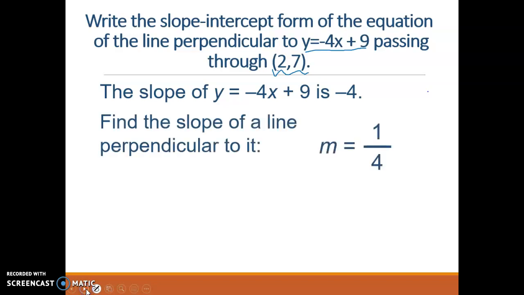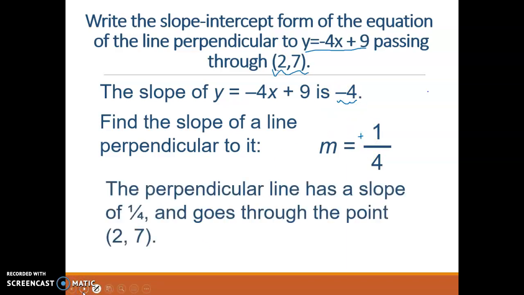The negative reciprocal of negative 4 is 1/4. So we put our 4 on the bottom and put 1 over the top. That makes it a reciprocal. And a negative reciprocal has an alternate sign. So if our slope here was negative 4, then our negative reciprocal must be positive. So the line that we're trying to write has a slope of 1/4. And we know it goes through this point, (2, 7).